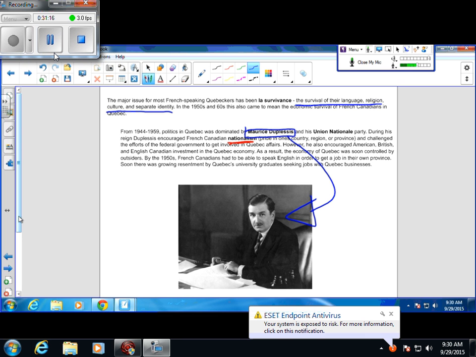So like I said, he encouraged American, British, and English Canadian investment in the Quebec economy. I know a lot of American companies, a lot of British companies, and a lot of English Canadian investments were established in the Quebec economy. As a result, French Canadians had to be able to speak English in order to obtain jobs in the province. This is what Maurice Duplessis wanted when he was the premier of Quebec during this time period.